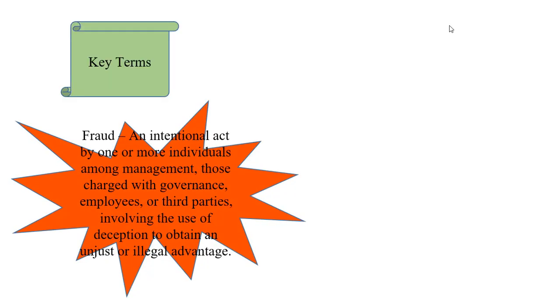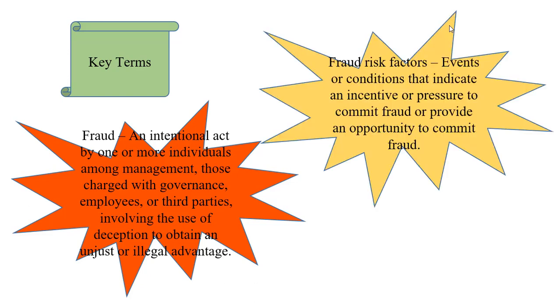Key terms that we have to be mindful of when we say fraud, as I mentioned in the previous slide, it is an intentional act of one or more individuals among management, those charged with governance, employees, or third parties, involving the use of deception to obtain an unjust or illegal advantage. Fraud risk factors, those are indicators that fraud might be happening.